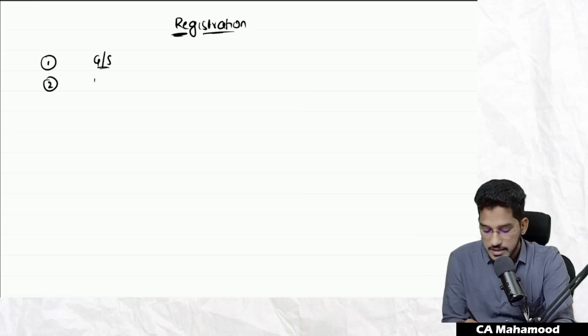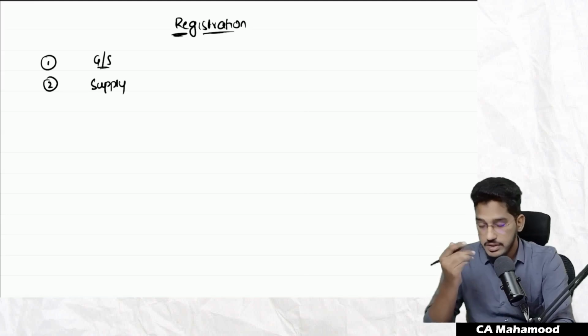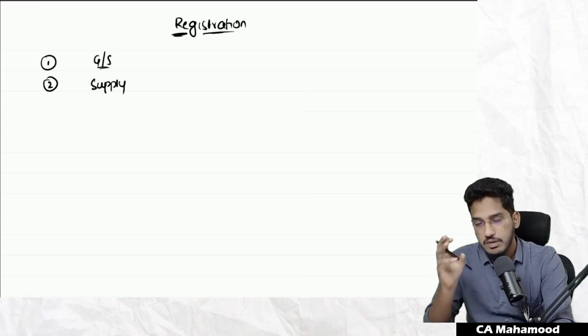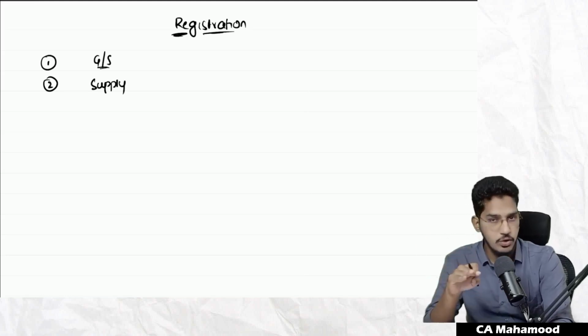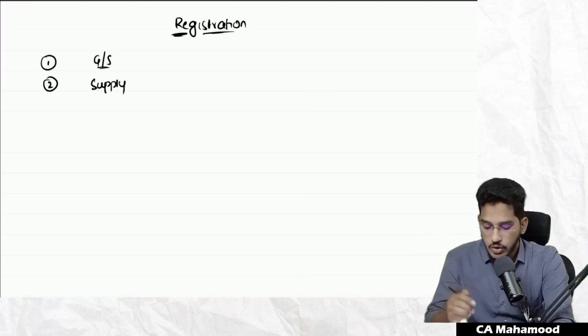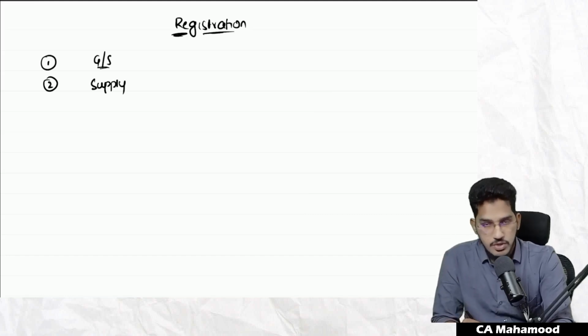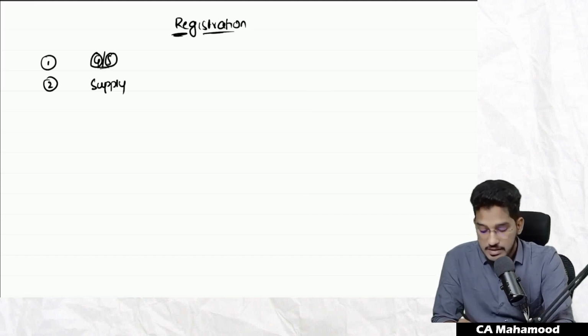Then we should see whether it is getting treated as supply. Why? Because we have discussed Section 7: which activity will form part of supply and which activity will not form part of supply. That all we need to analyze. So first we should see whether the subject matter of the transaction falls under the definition of goods or services. Then supply of such goods or services should happen.